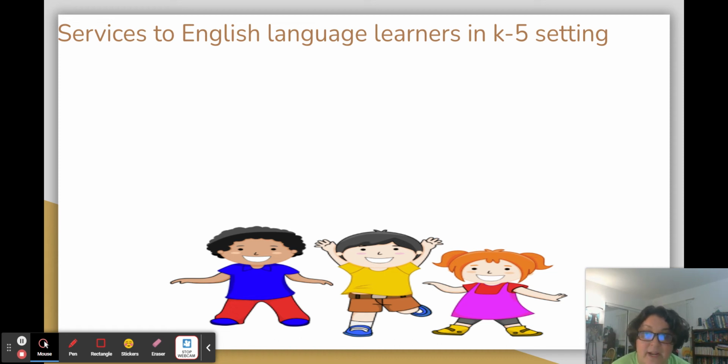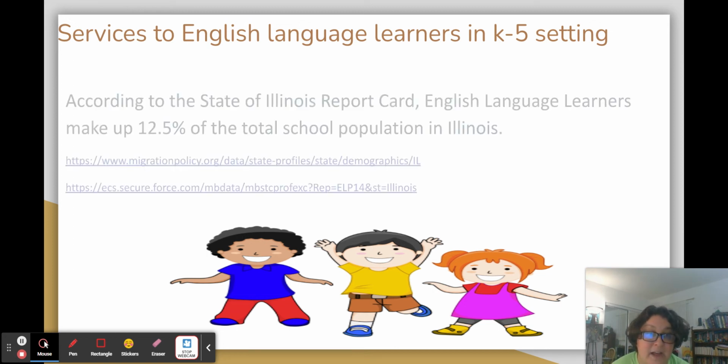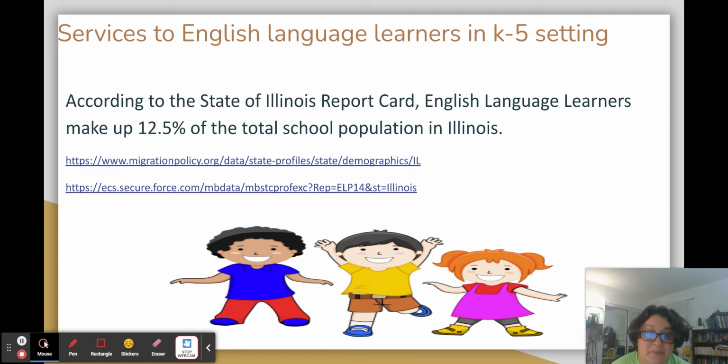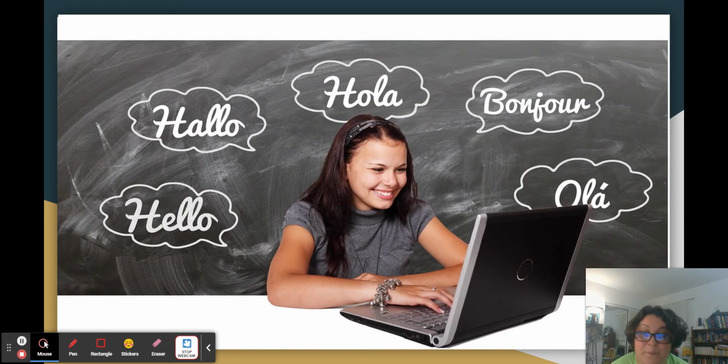Services to English language learners in a K through 5 setting can include many things, but according to the state of Illinois, our English language learners here in this state make up 12.5% of the school's population. So as you can see, the ELL population is growing every year slowly, and the thing about it is that there are so many different people coming from so many different countries that we need to be aware of who we are serving, and so that's always a very important thing to do.